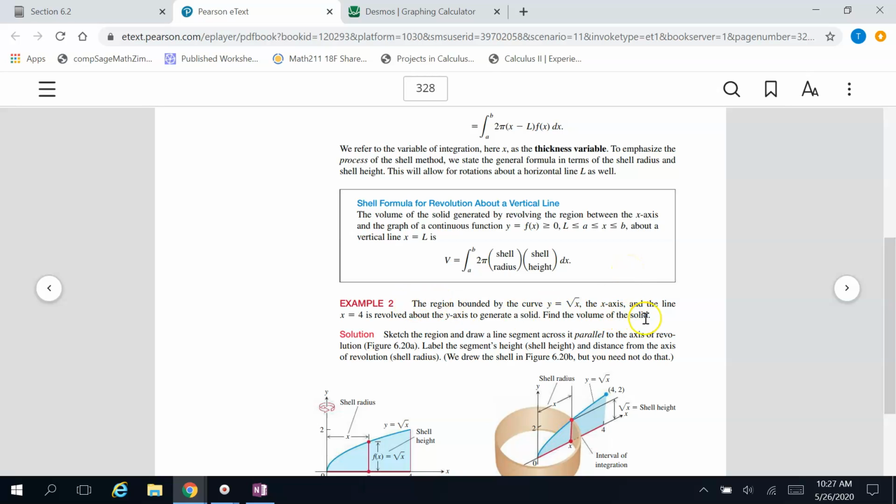Let's do one quick example in this video, and then I'll probably be done with it, because it's the same concept as the disk and washer methods, where you could also do the cylindrical method with respect to y or x.